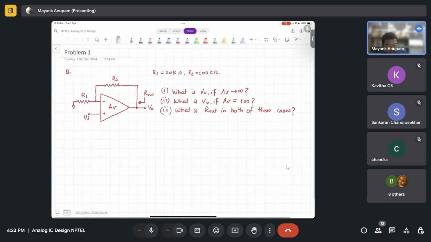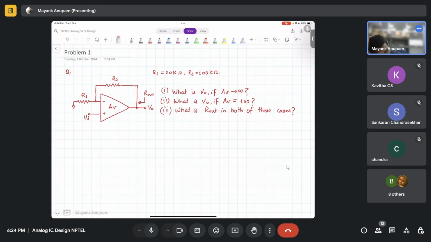So today the first question is very easy. I would like you to answer it as quickly as possible. You must have already seen this earlier also. So tell me, this is the circuit. R1 is 20 kilo ohm, R2 is 100 kilo ohms. This is an op amp.